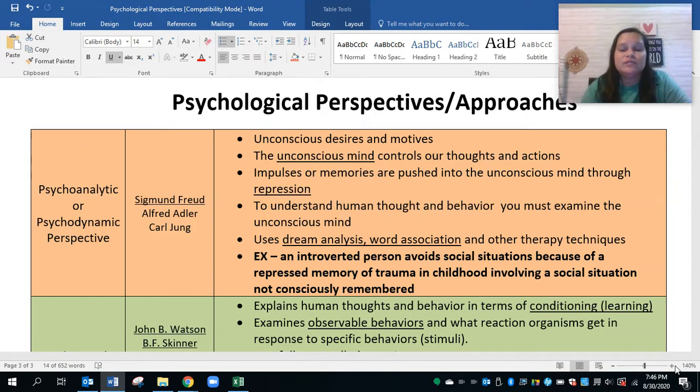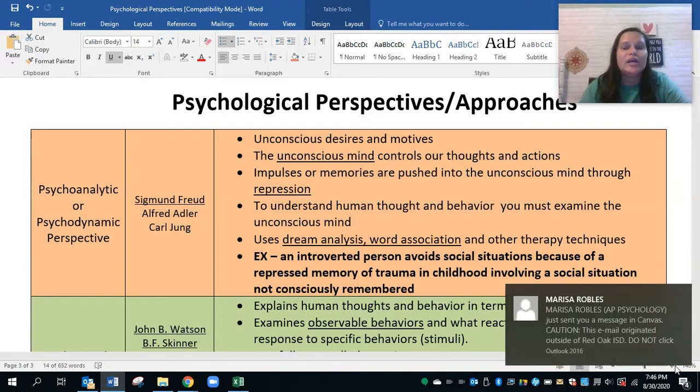So an introverted person avoids social situations because of a repressed memory of trauma in childhood involving a social situation not consciously remembered. So perhaps they don't remember it, but maybe when they were in kindergarten, they were trying to be outgoing and then somebody made fun of them. So now they don't recall it, but they want to remain more introverted.